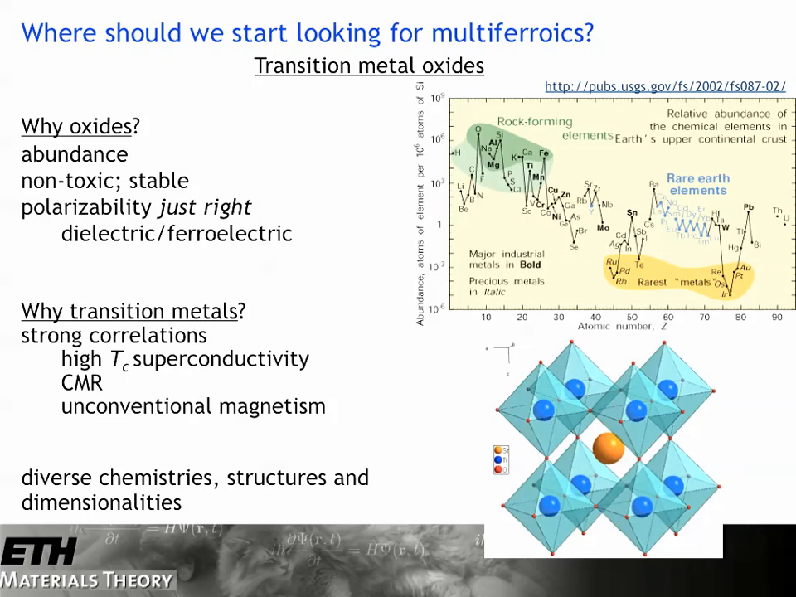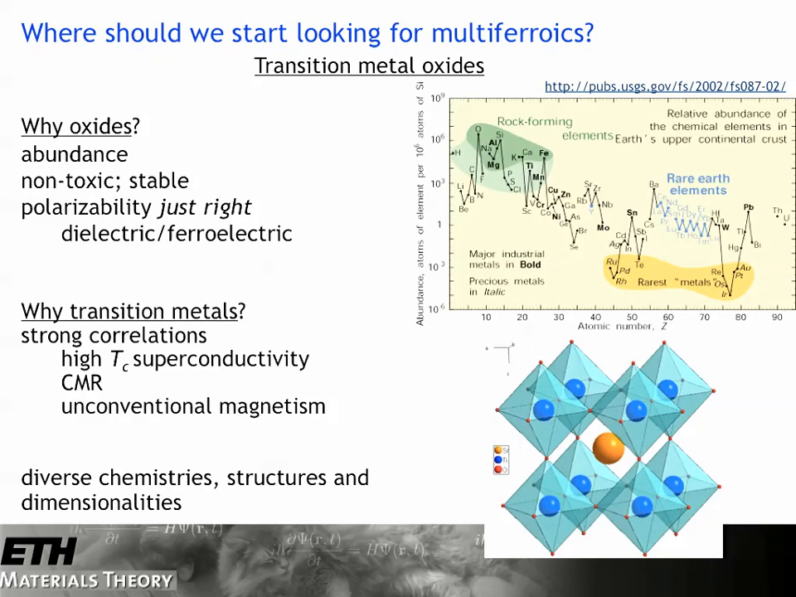This is a plot of the abundance of atoms in the Earth's crust, normalized to 10^6 atoms of silicon, as a function of atomic number. And you can see that there's no chance that we're going to be running out of oxygen anytime soon. In fact, if we run out of oxygen, we have more things to worry about than new multiferroics. The transition metals also are very abundant, and their compounds with oxygen are abundant. They tend to be non-toxic. They tend to be stable. They've already oxidized, so they don't often oxidize further. So from a practical point of view, they're very desirable.